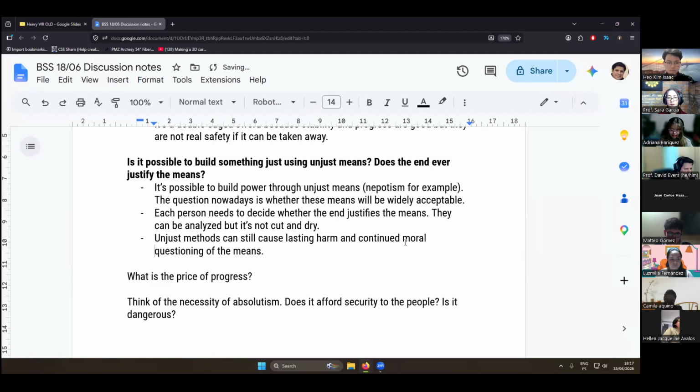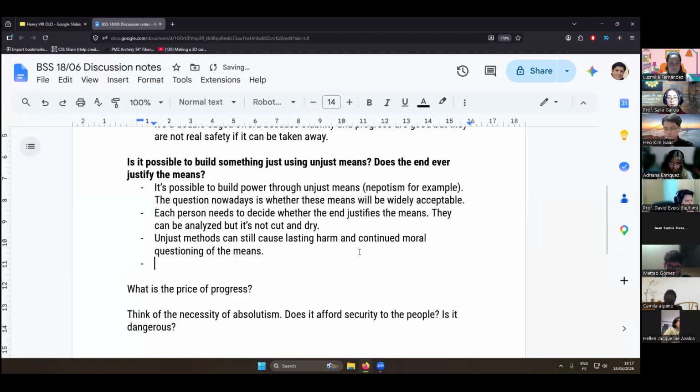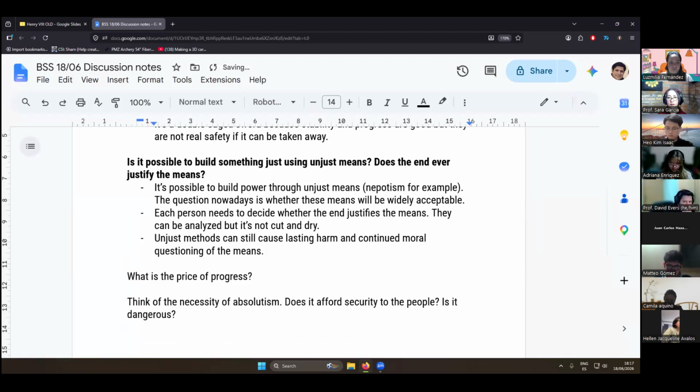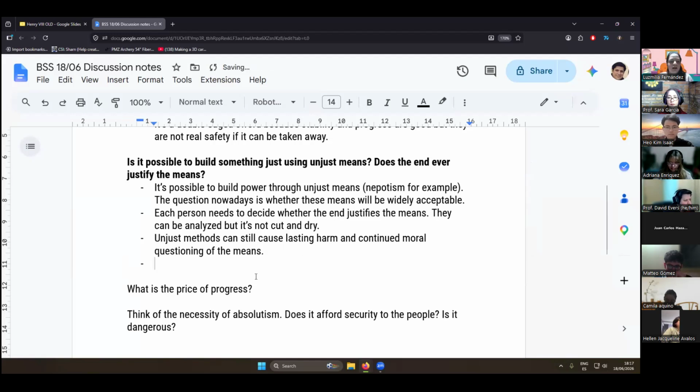Moral questioning of the means. Okay, all right, good, perfect. Anybody else? Luzmilia, go ahead. I just wanted to say that with my group, we got to the very wording of the question: is it possible to build something just using unjust means? To that maybe, or that absolutely not just, but still valuable.